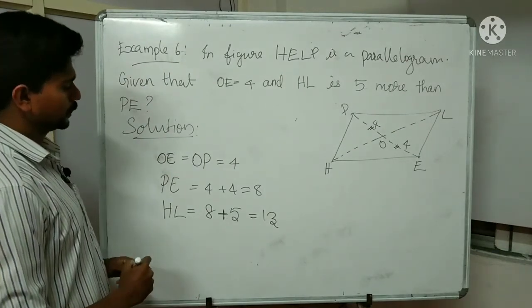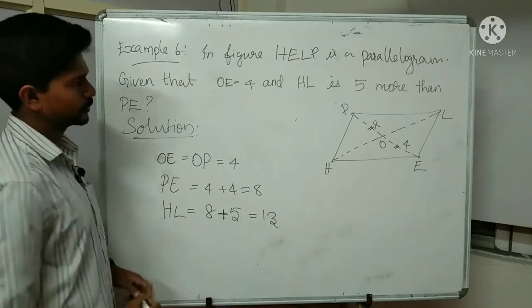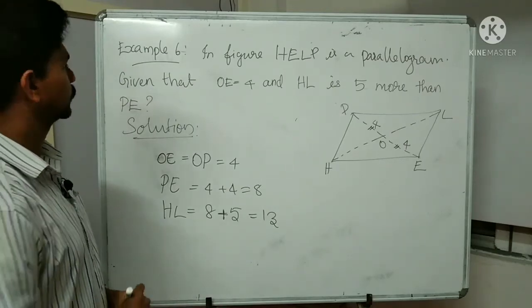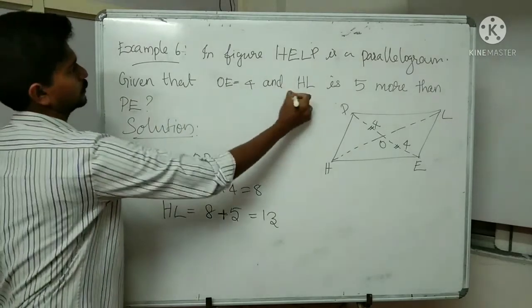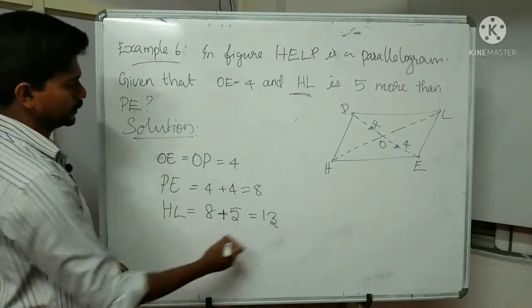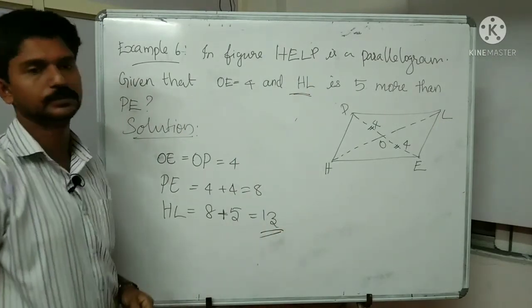So we need to find the HL length. We have found that HL is equal to 13. That is the question, the length of HL, that we have to find. That we have found here, that this HL is equal to 13.